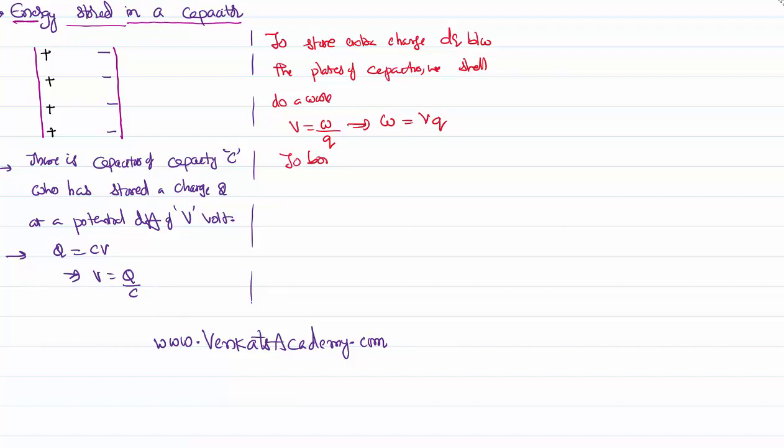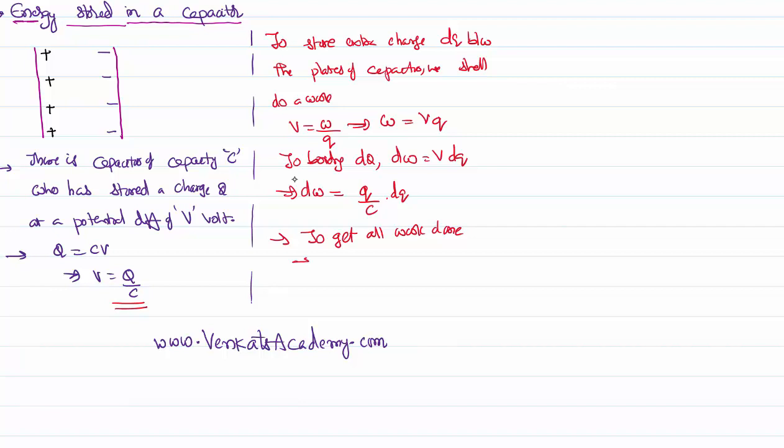To bring only dQ, work done is dW, that is V into dQ. That implies work done in storing a charge dQ between the plates having a potential difference V. In the place of V, you can write Q by C, and dQ. That's a small work. To store the bigger charge, we need to do a bigger work. We have to calculate the work done like this and add all of them to get all that work done.